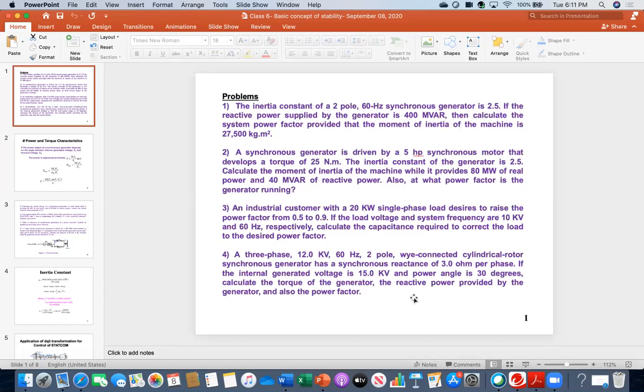Uthman, did you get the correct result now? Yes, I got it, Dr. Ali. Oh, okay. Maybe some calculator mistake. But the question is find out the torque, Uthman. From the power, calculate the torque. Yes, I'm doing that, Dr. Ali. I'm calculating this. Okay.